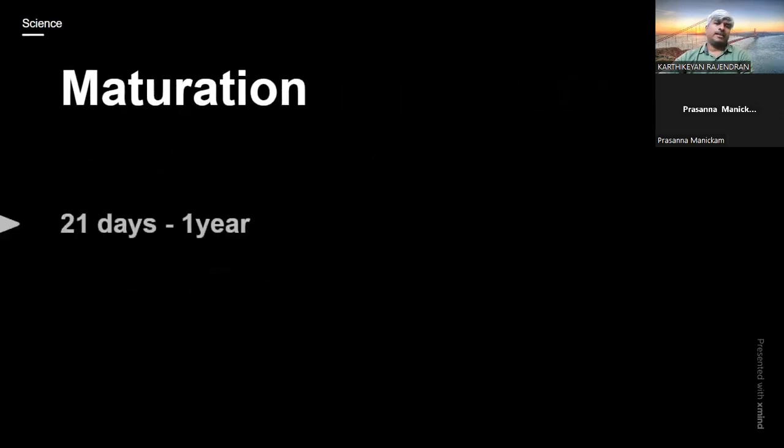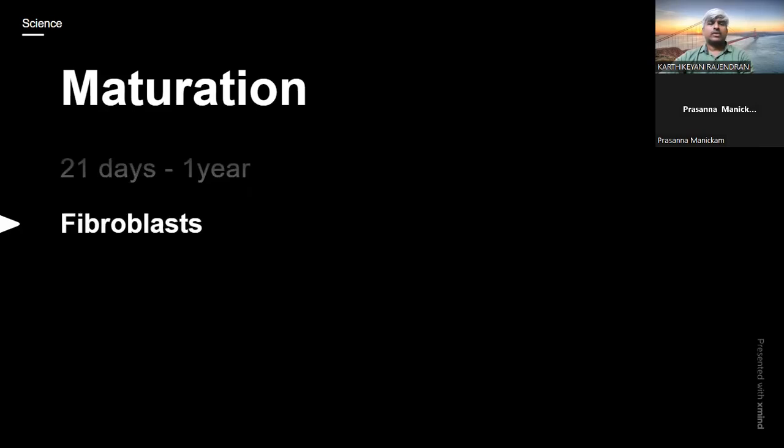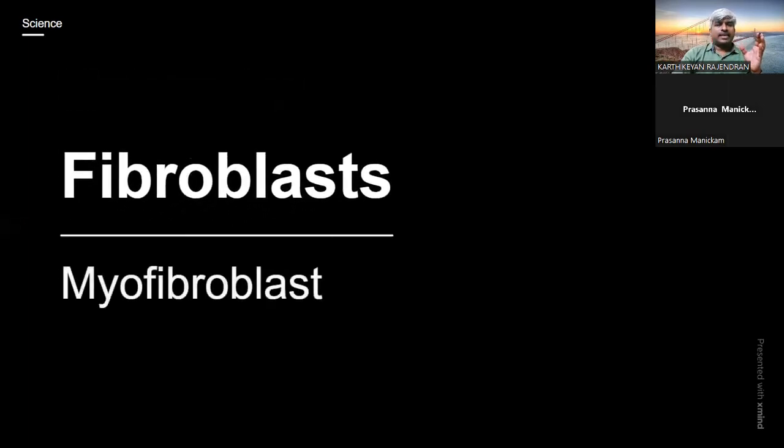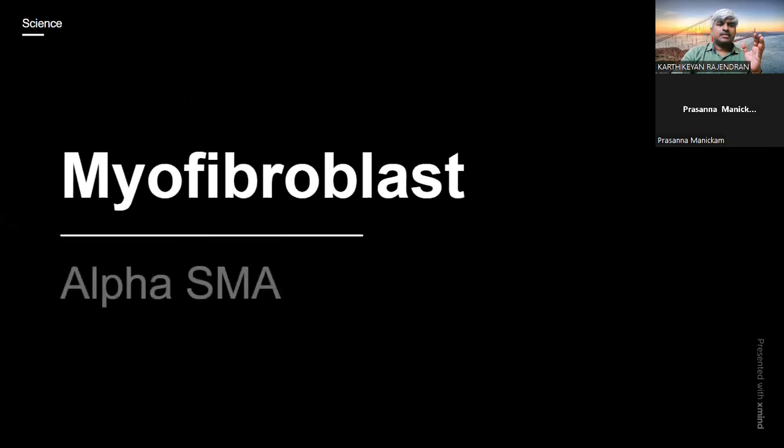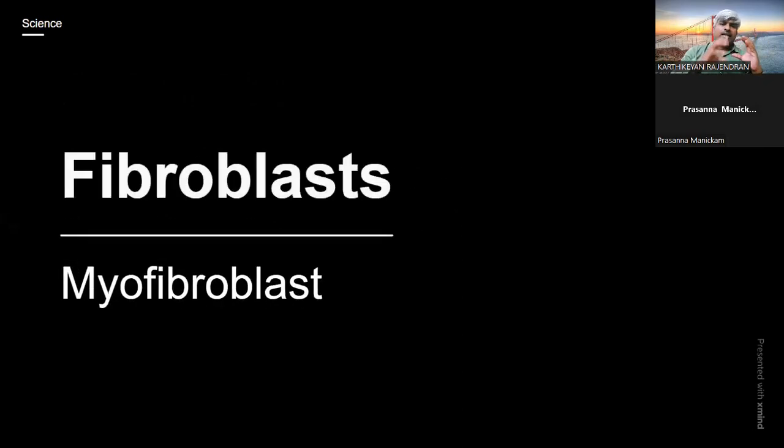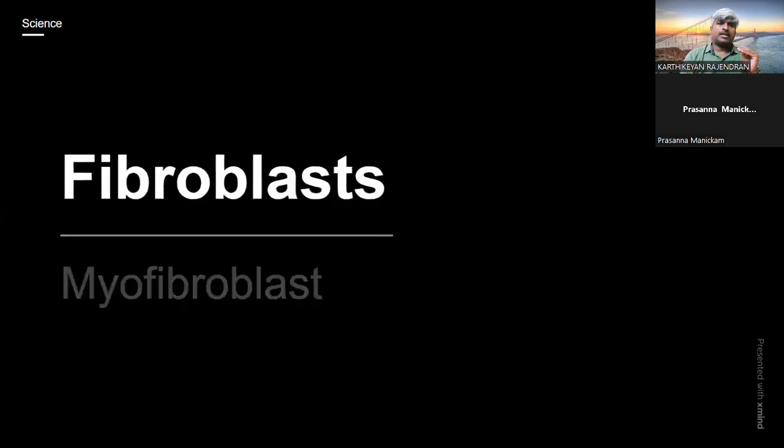Coming to the remodeling phase, that is the maturation phase, which is 21 days to 1 year. Here the maturation is taken care of by fibroblasts. The fibroblast is acted upon by alpha smooth muscle actin, and that will form into a myofibroblast. The myofibroblast takes care of and produces the remodeling phase of the graft take. So that is very important for the remodeling phase.